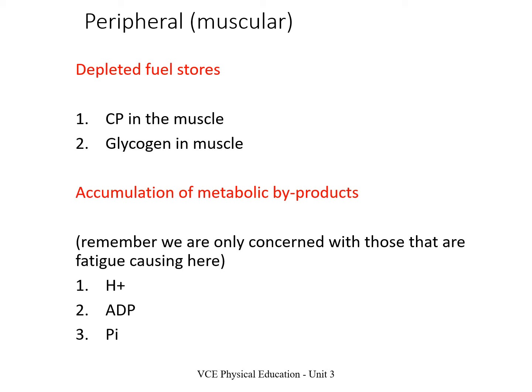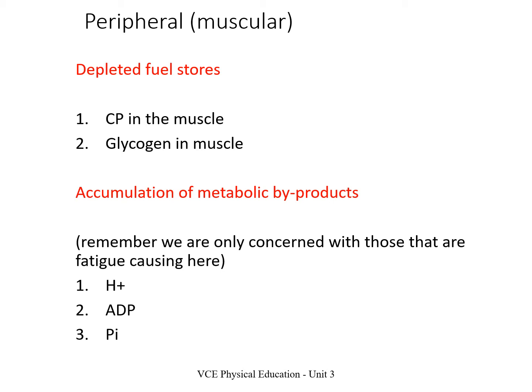So in terms of depleting the fuel stores, we're only considering PC and glycogen within the muscle because we're looking at peripheral muscular causes here. Importantly, ATP depletes, but it's not a fuel. And the other fuel we could consider is blood glucose, but because that's outside of the muscle, that's considered a central factor, although it does come under fuel depletion or depletion of fuel stores.